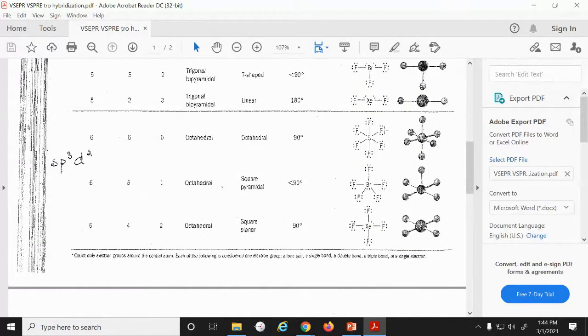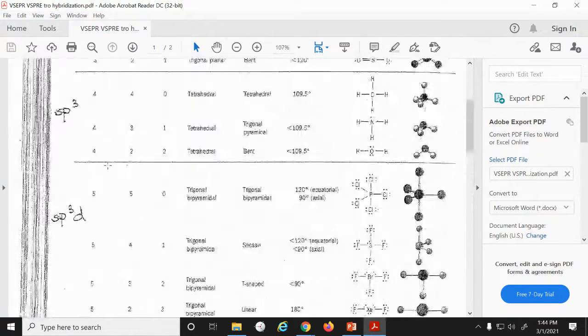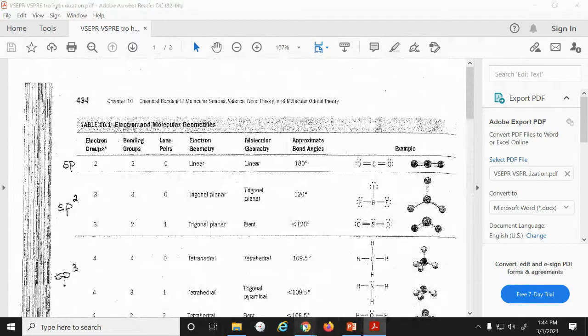1, 2, 3, 4, 5, 6. 3 plus 2 is 5. It's 1 less than the number of surroundings. Okay. Here, 1, 2, 3, 4, 5, and a lone pair makes 6. Still SP3D2. Okay. It's the easiest way to remember these.